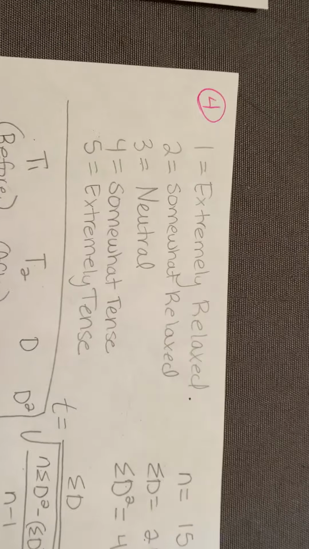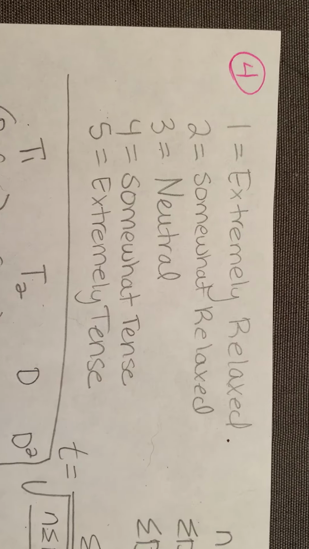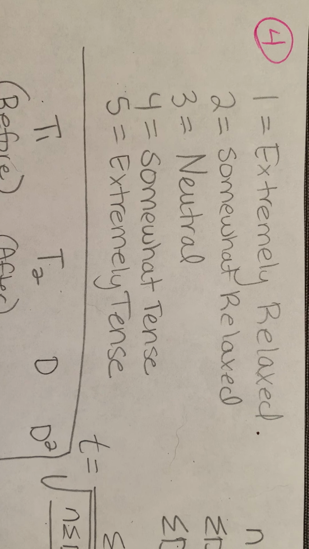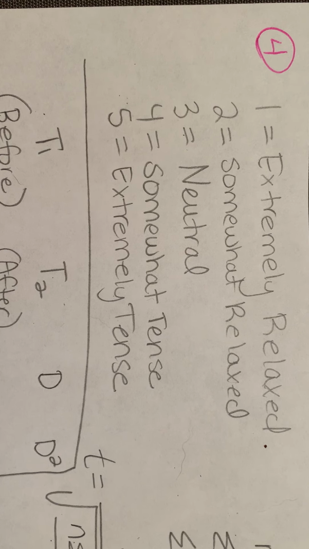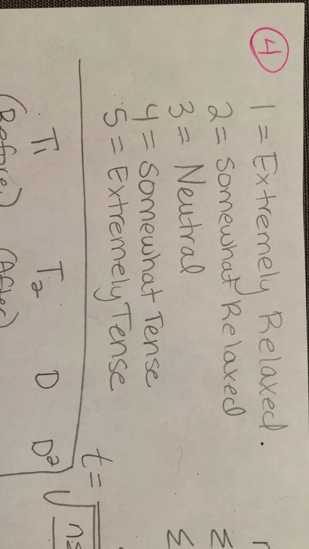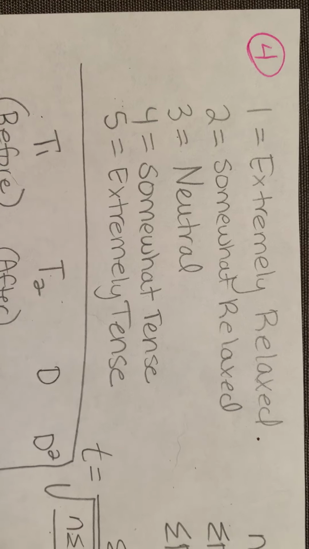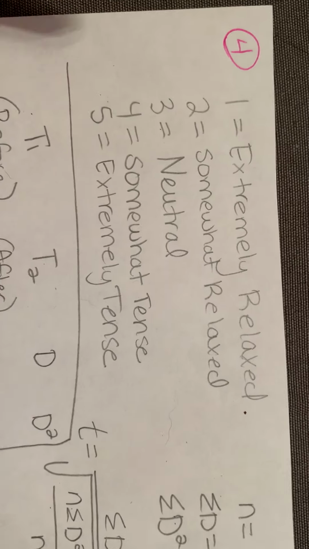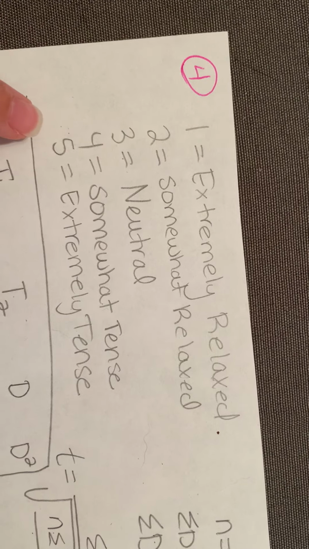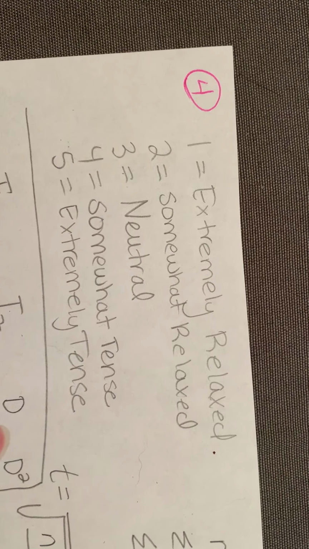I coded it. For those of you who did it, you saw these 5 options for your bodily tension: were you extremely relaxed, somewhat relaxed, neutral, somewhat tense, or extremely tense? I coded it in this way, so when you see the smaller number, it means the person was more relaxed than the higher number, meaning that they were more tense.